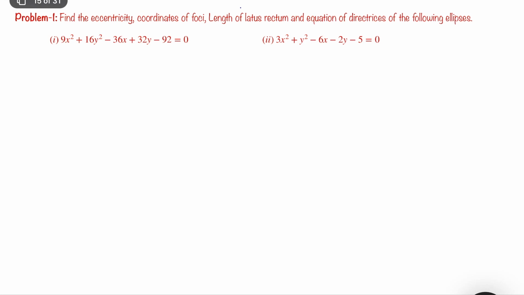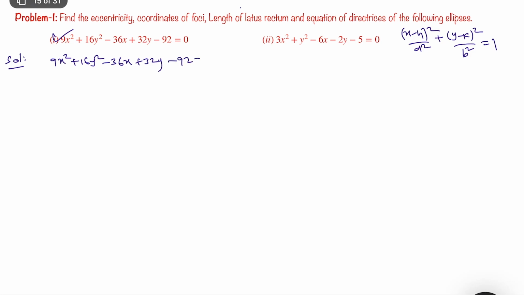So we can actually put them in the following form: x minus h whole square by a square plus y minus k whole square by b square equal to 1. So what we are going to do is try to express these equations in this form, then we can answer these questions. First let me do the first one. Solution. Here the given equation is 9x square plus 16y square minus 36x plus 32y minus 92 equal to 0.